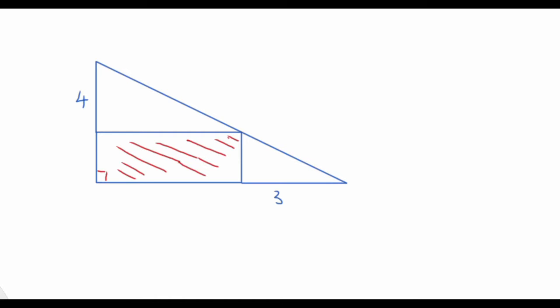Okay, and the problem is, given a right-angled triangle with a rectangle inscribed and segments of length 3 and 4 as marked here, first of all, what is the area of the shaded rectangle? And secondly, what is the minimum area of the large triangle?